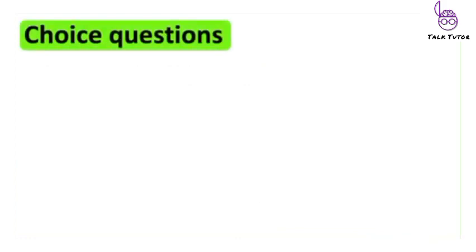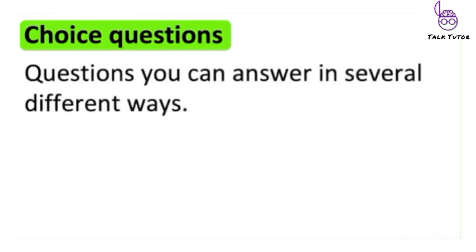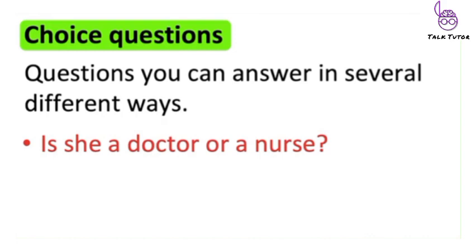Choice questions. Choice questions are questions that you can answer in several different ways. These types of questions are commonly made up of two parts joined by a conjunction. For example, is she a doctor or a nurse? So there are different ways that I can answer this question. For example, I can say she is a nurse. Or if she is not a doctor or a nurse, I can say she's a cleaner.